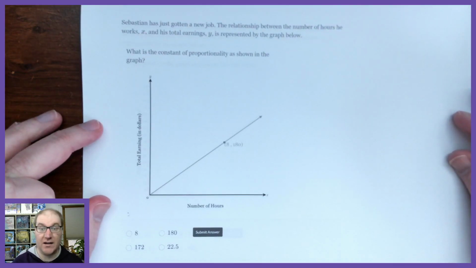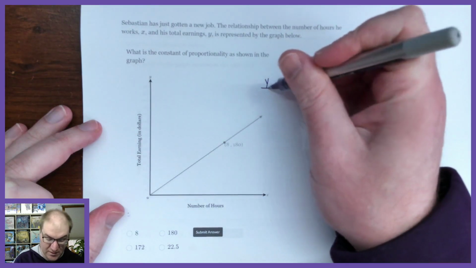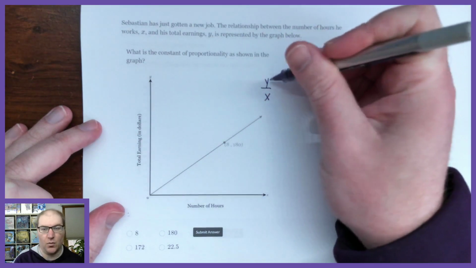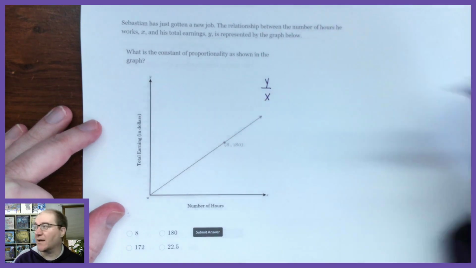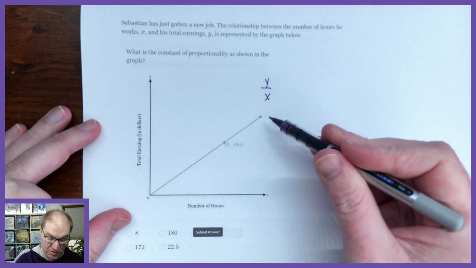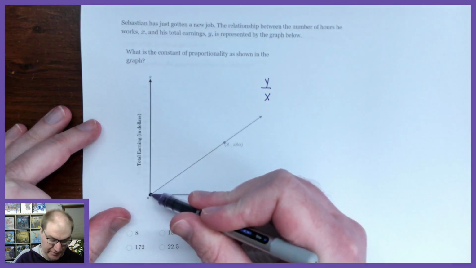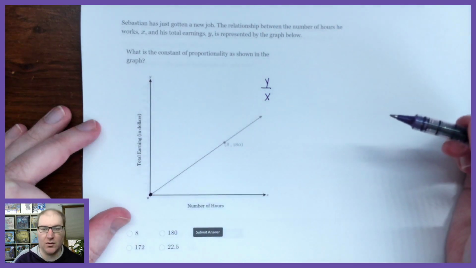Sebastian has just gotten a new job. The relationship between the number of hours he works X and his total earnings Y is represented by the graph below. What is the constant of proportionality in the graph? Constant of proportionality is found by doing the Y coordinate divided by the X coordinate. And you can only do this if the line is proportional. That means it has to be a line, and it has to start at the point (0, 0). It has to start at the origin.